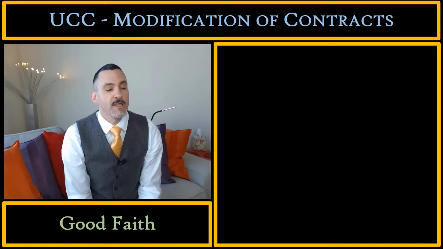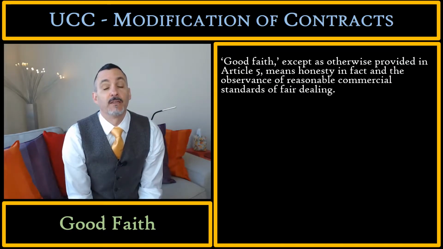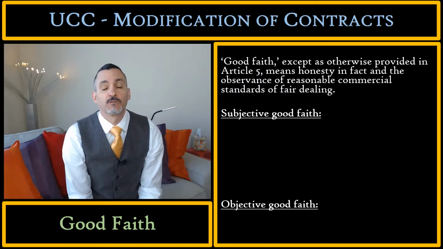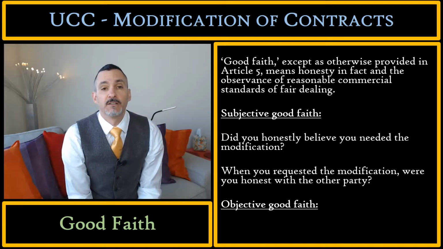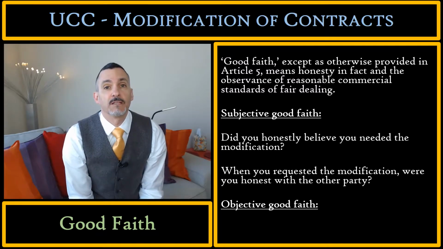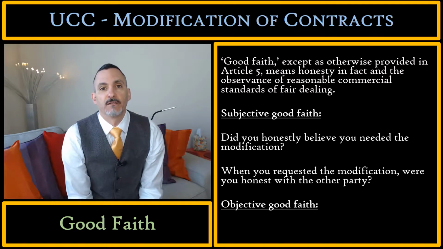All right, so what does it mean to modify a contract in good faith? Well, we know our definition of good faith under the UCC has both a subjective and an objective element. So how do we translate that into modification of a contract? Well, remember, subjective good faith means honesty. So in this case, did you honestly believe that you needed a modification for whatever circumstances, whatever exigency happened, or some sort of other occurrence that required you to ask for a modification? Were you honest in believing that that event necessitated you asking for a modification of the contract?